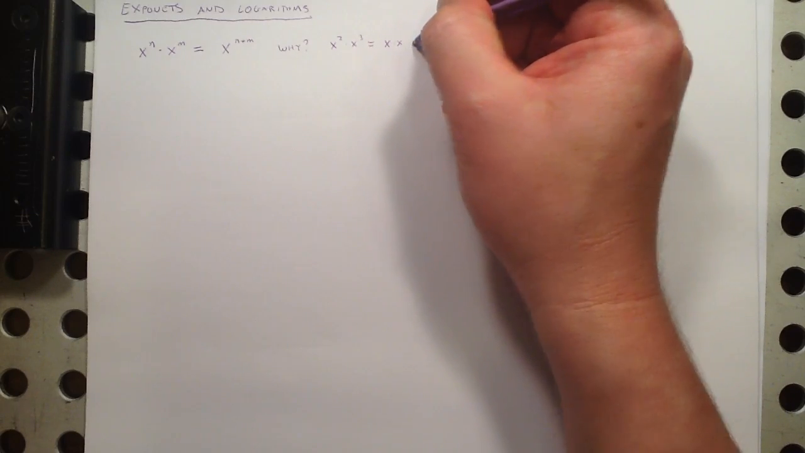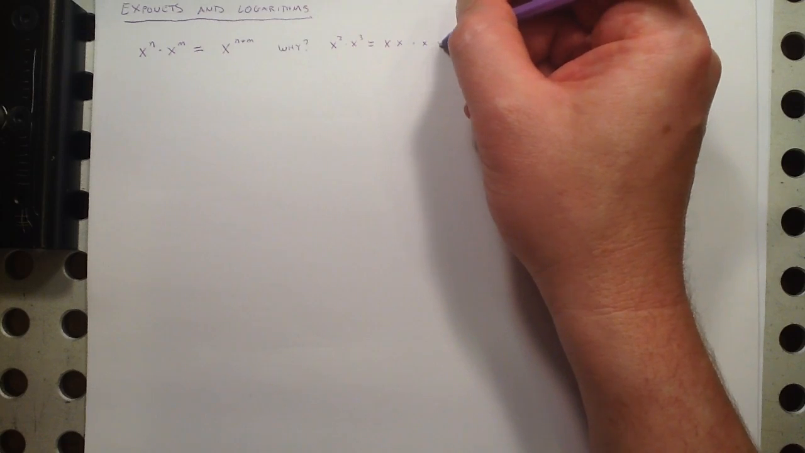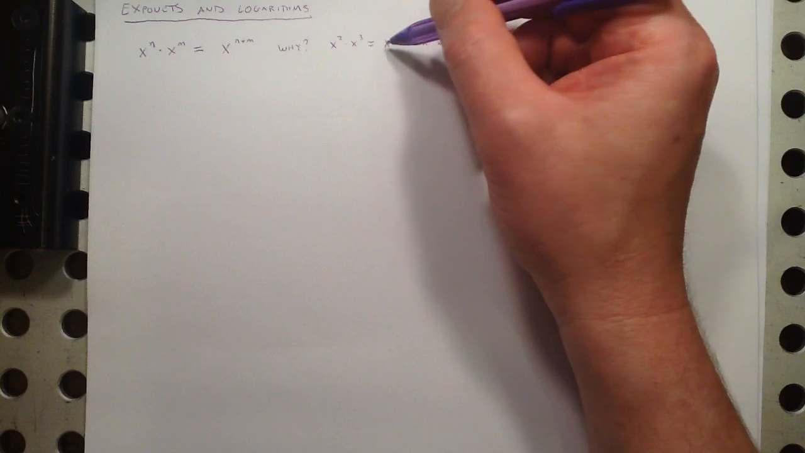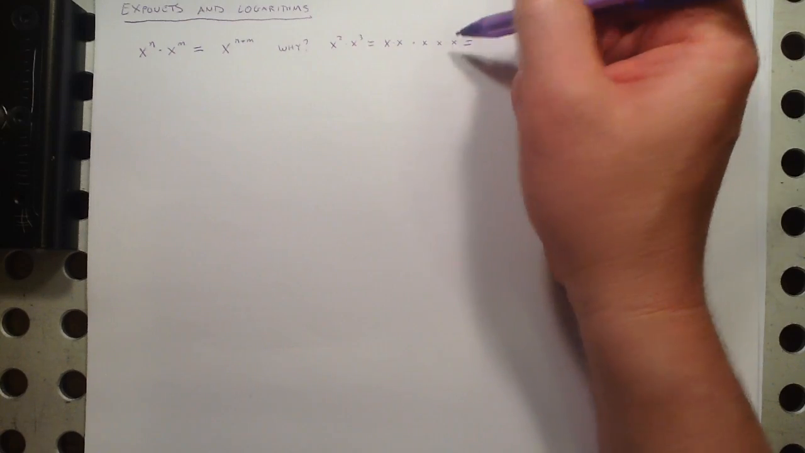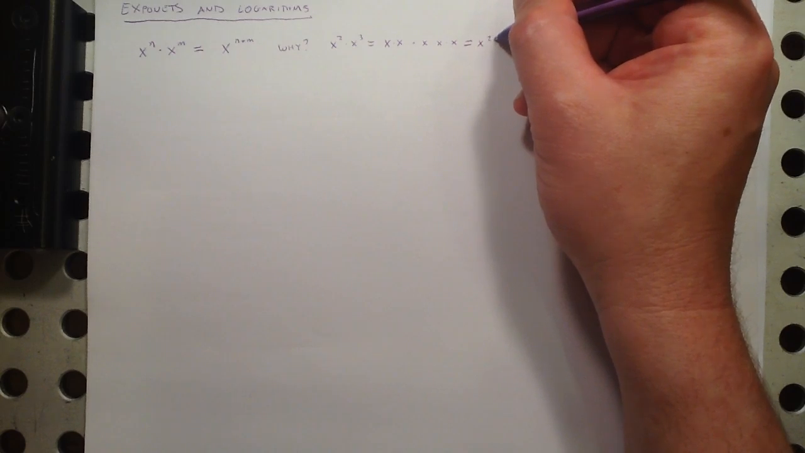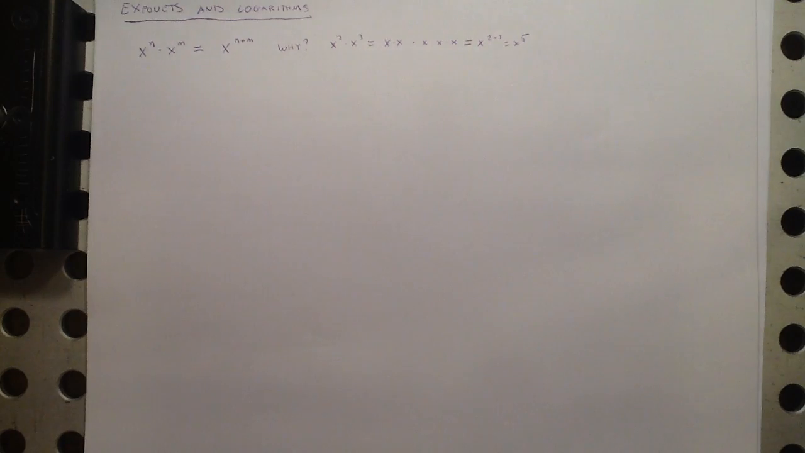times x cubed. Well, x cubed means x times x times x. And then if we look at what we've got here, we've got a total of 5 x's all being multiplied together, or in other words, x to the 2 plus 3, or x to the 5. Right? That's why that rule is what it is.